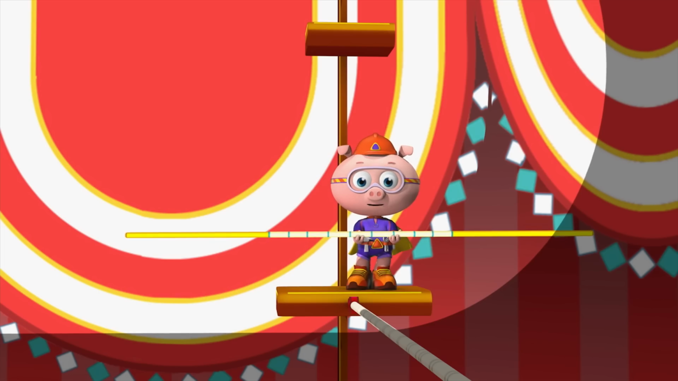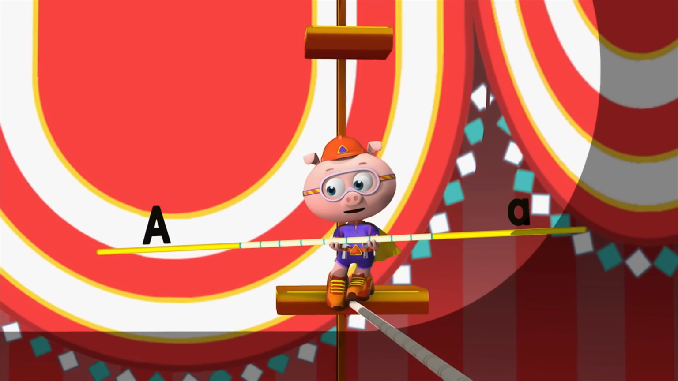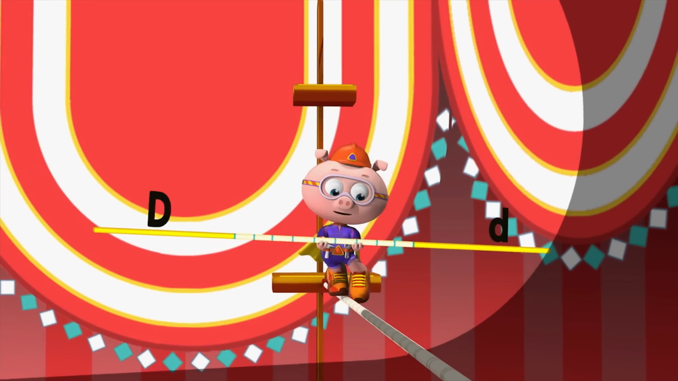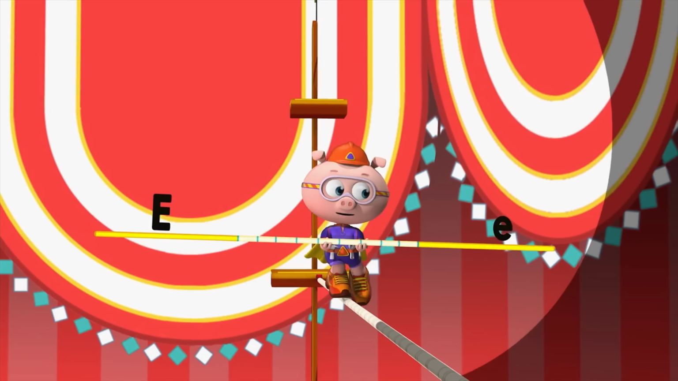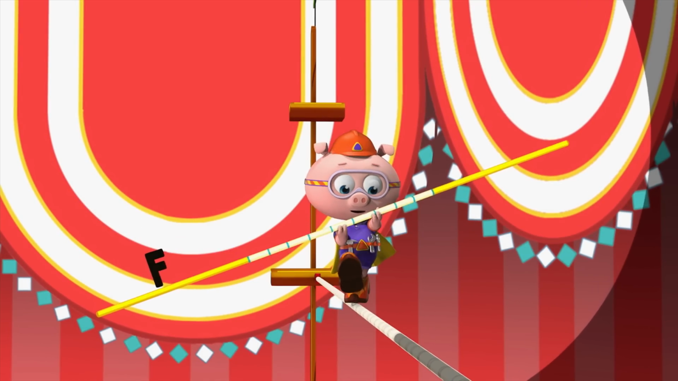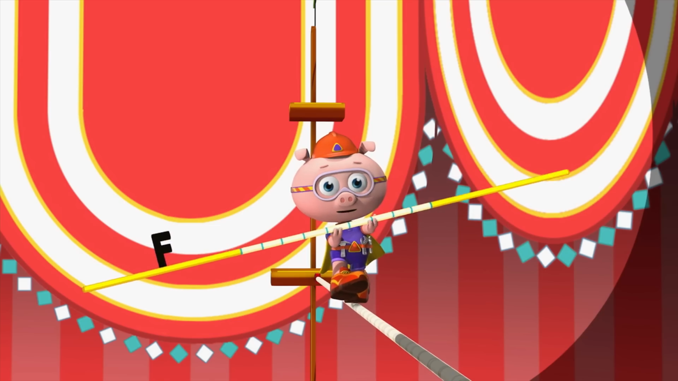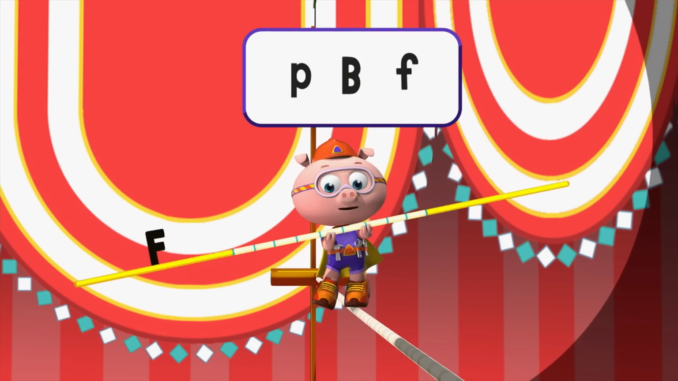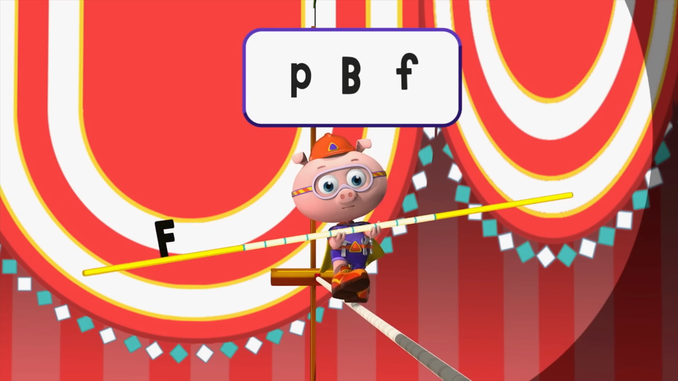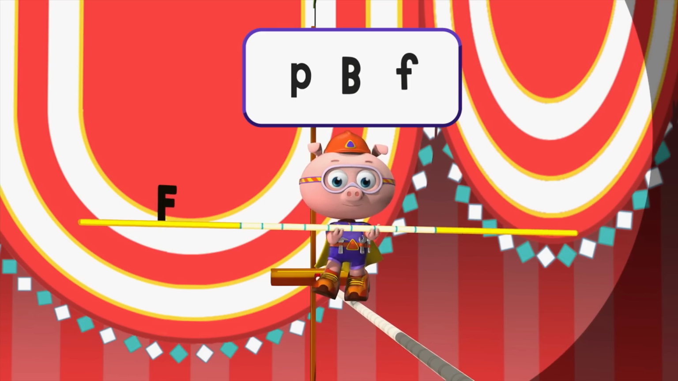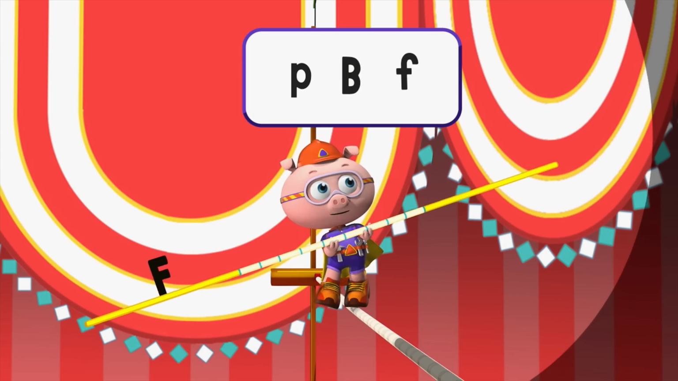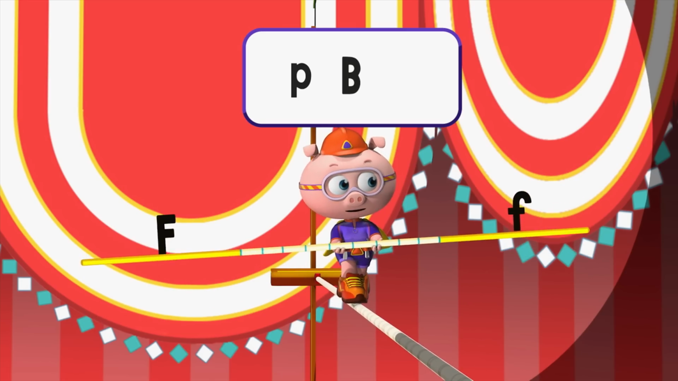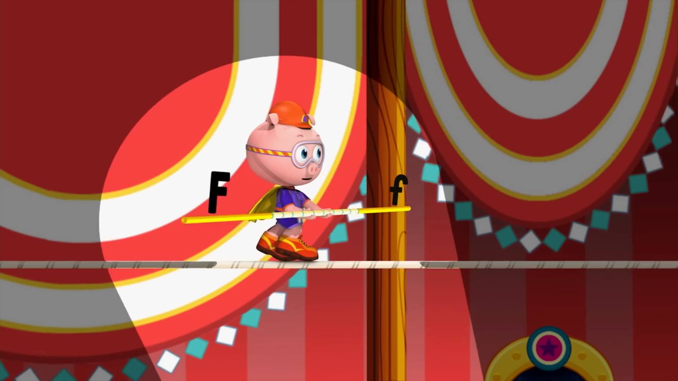Say the alphabet with me. A, B, C, D, E, F. Whoa! Hey, where's the lowercase f? Oof, we need it to balance. Super readers, where's the lowercase f? There! There's the lowercase f. Whoa! Phew! We balanced on the pole. Let's keep going.